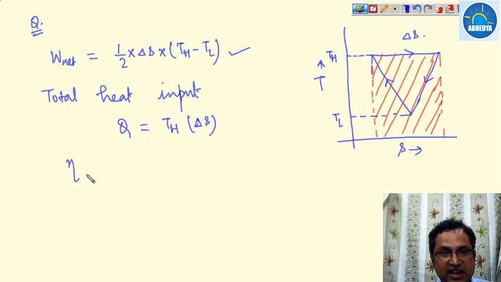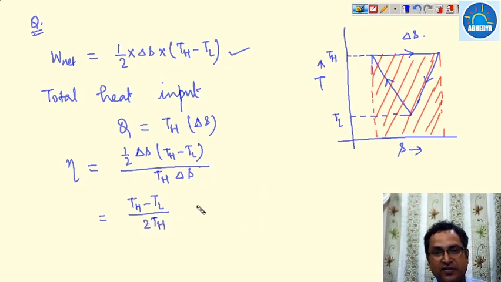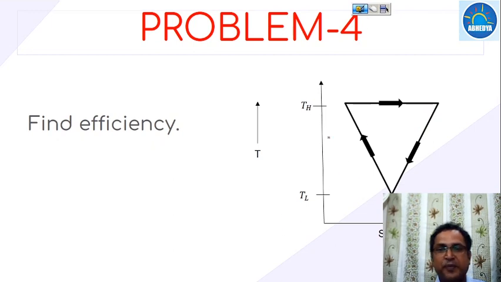So what is the efficiency? Efficiency is half delta S into TH minus TL divided by Q, that is TH into delta S. This comes out to be TH minus TL divided by 2 TH. So this is the total value of the efficiency of this type of question. This type of question is asked many times in different exams. So I think now it's very clear to you how to approach this TS diagram.